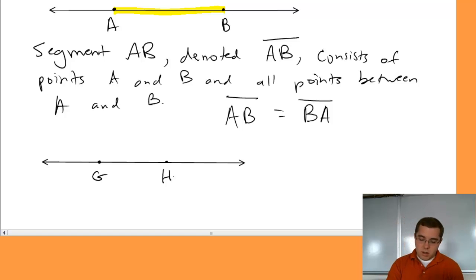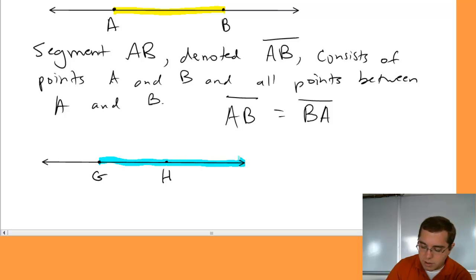Let's say I want all of the points starting with G and moving to the right, going through H and continuing on. And I'm never going to stop. I'm just going to keep taking points, keep eating them up all the way down my infinite line. That is called a ray.